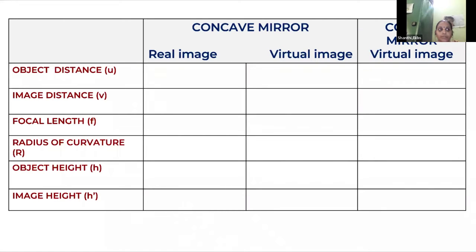Image height for real image is negative. Where is the real image formed? It is formed below the principal axis, perpendicular, so it is going to be taken as negative. Virtual image is positive. Convex mirror, positive, because it is always a virtual image.